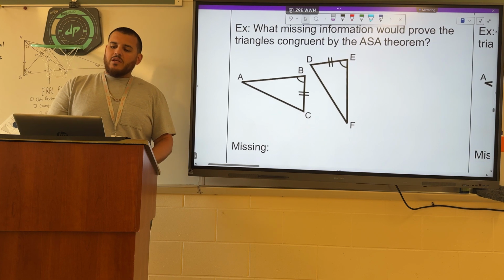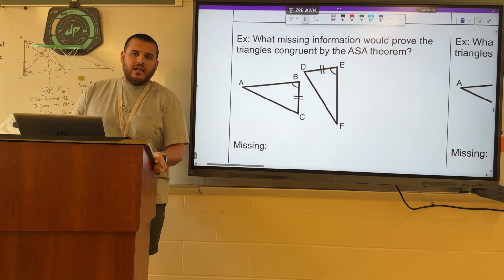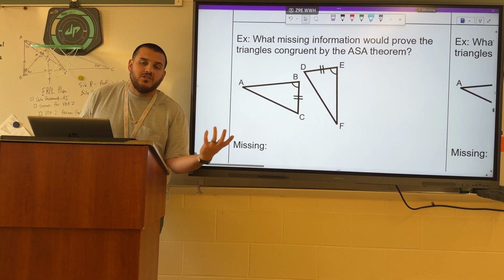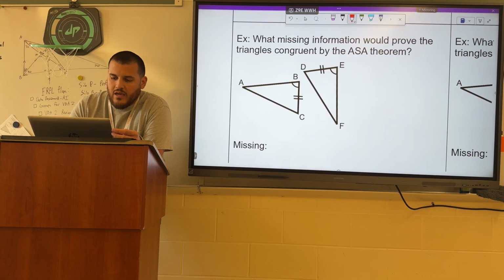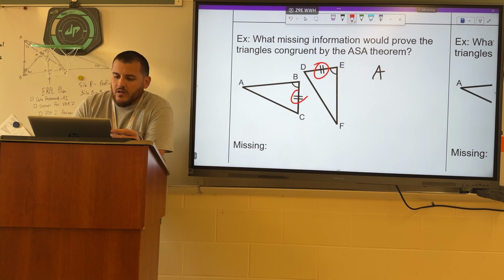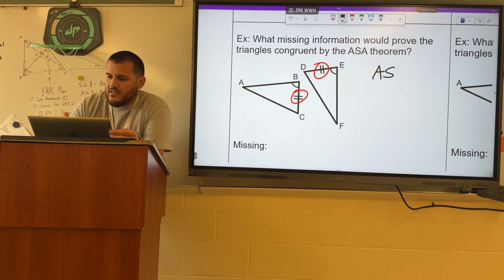Okay. Next, we need the missing piece for the angle side angle theorem. These angles are not touching. There's nothing that we can add to this, so we're just accounting for what we have. We have angle B congruent to angle E. That's a pair of congruent angles. That's an A. We have side DE congruent to side BC. That's an S. So the thing that's missing, we have an A and an S.